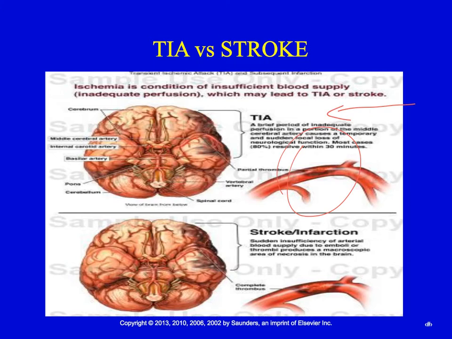A stroke or an infarction, this is an embolic stroke. That means there's a clot in one of the vessels in the brain, and a complete occlusion will cause a stroke. So these TIAs, again, are a warning sign. Hey, we've got some blockage up here that we need to do something about before it completely occludes.